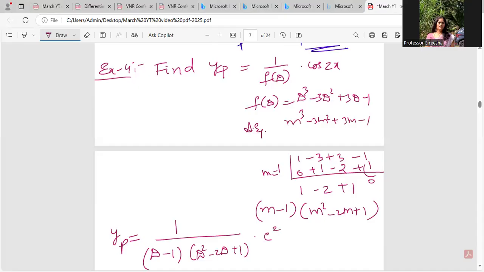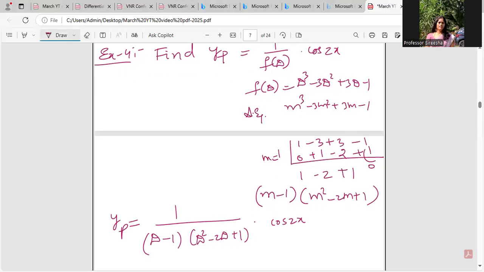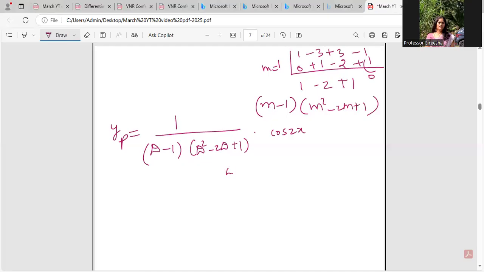Okay. This is not e power, this is cos 2x. So wherever d square is there, I have to replace with what? Since I have 2x, it has to be squared and replaced with a negative term. So d squared has to be replaced with minus 4, right? So 1 by (d minus 1)(minus 4) minus 2d plus 1, cos 2x.